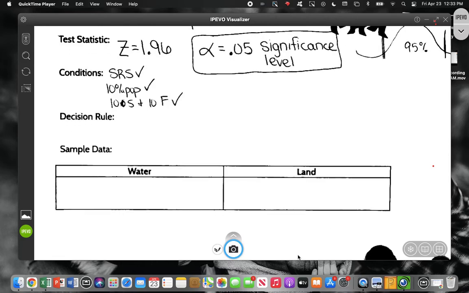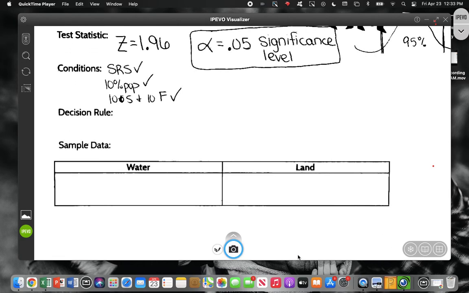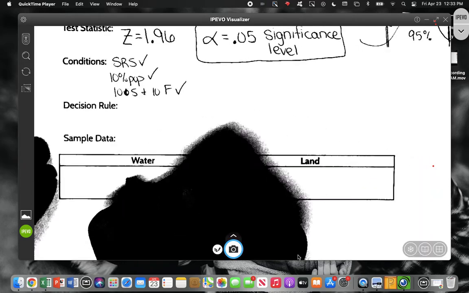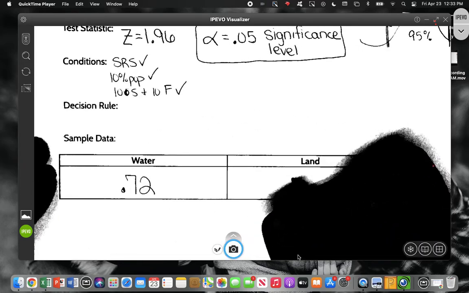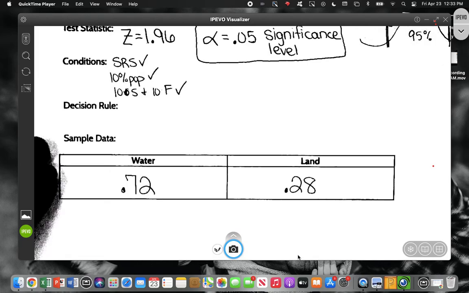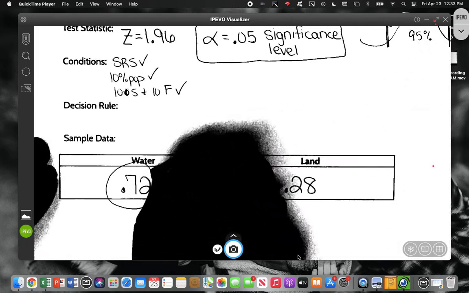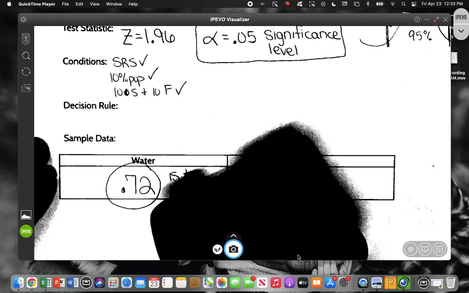So yesterday, what did we decide? What were our results? I kind of forgot them. It was 72% water and 28% land. So what we are trying to figure out is this.